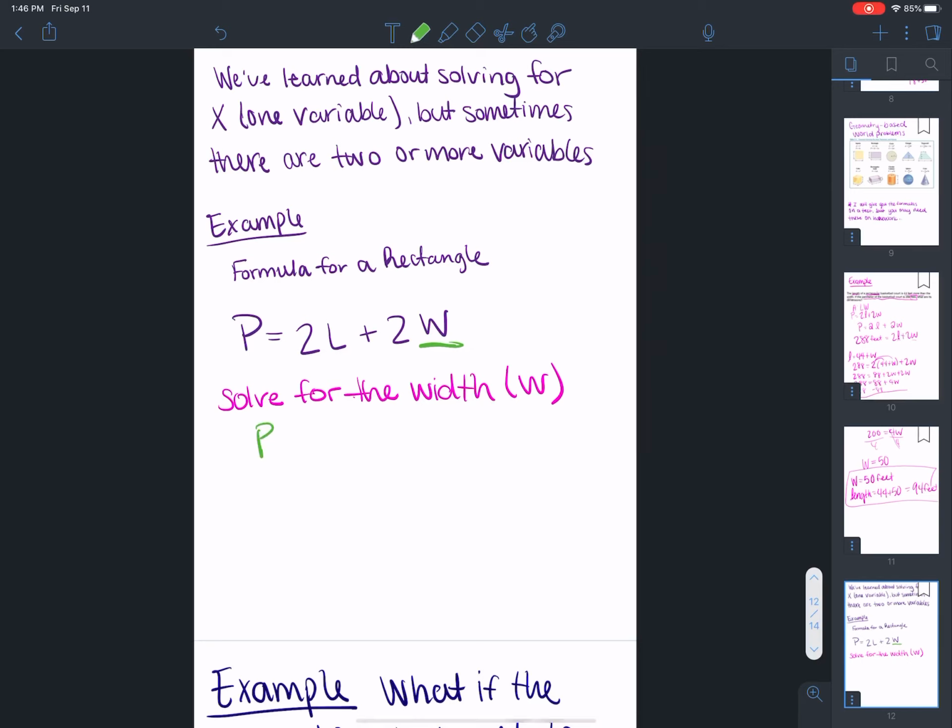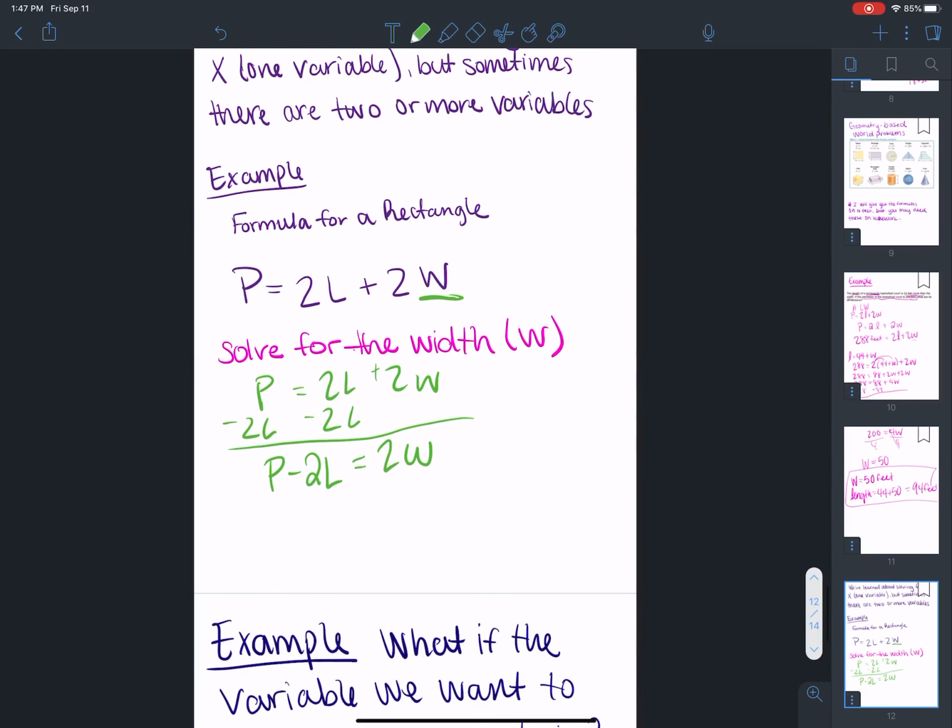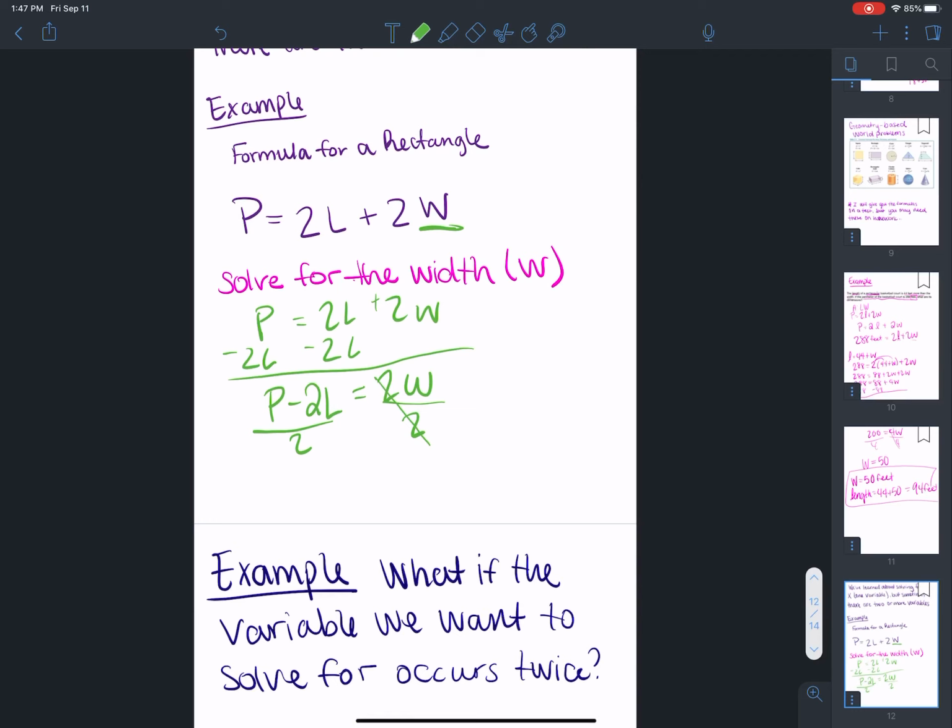So let's rewrite our problem. We're looking for W, so let's get it alone. First, we'll subtract 2L, and you have P minus 2L equals 2W. Okay, divide by 2, divide by 2. The 2's cancel, and you're left with W equals P minus 2L over 2. That would be your new formula for width.